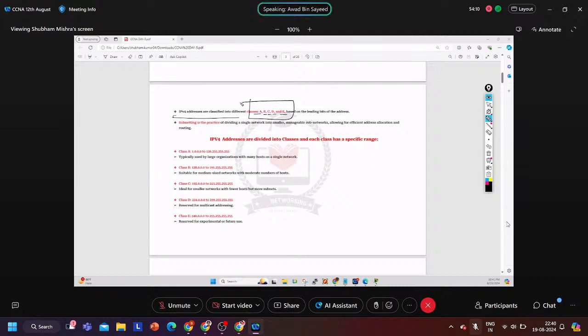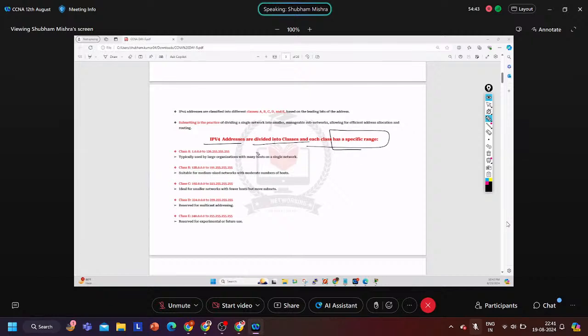Now, subnetting. Subnetting is the practice of dividing a single network into smaller ones. I hope you guys are aware of subnetting. We will discuss subnetting in a very detailed way. But what do you mean by subnetting? Subnetting means just dividing the big network into smaller ones. That is called subnetting. Clear, everyone?